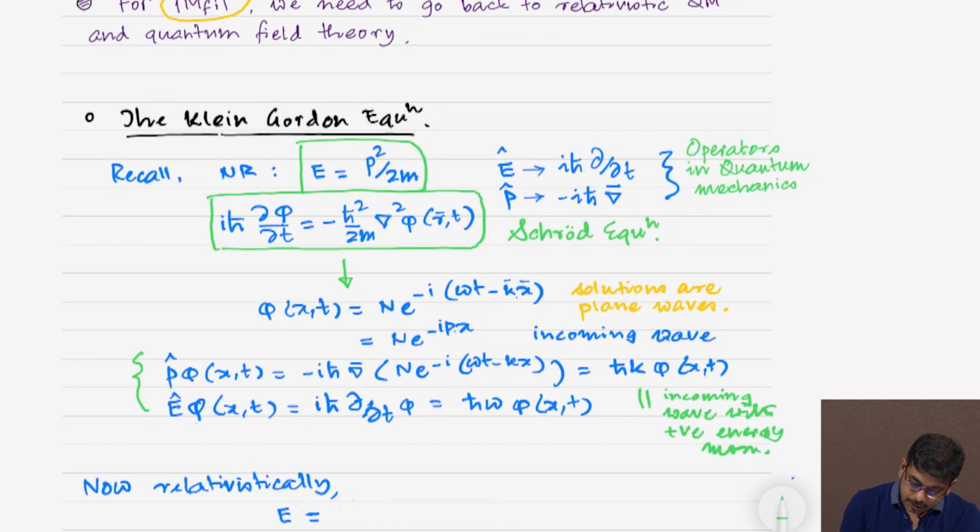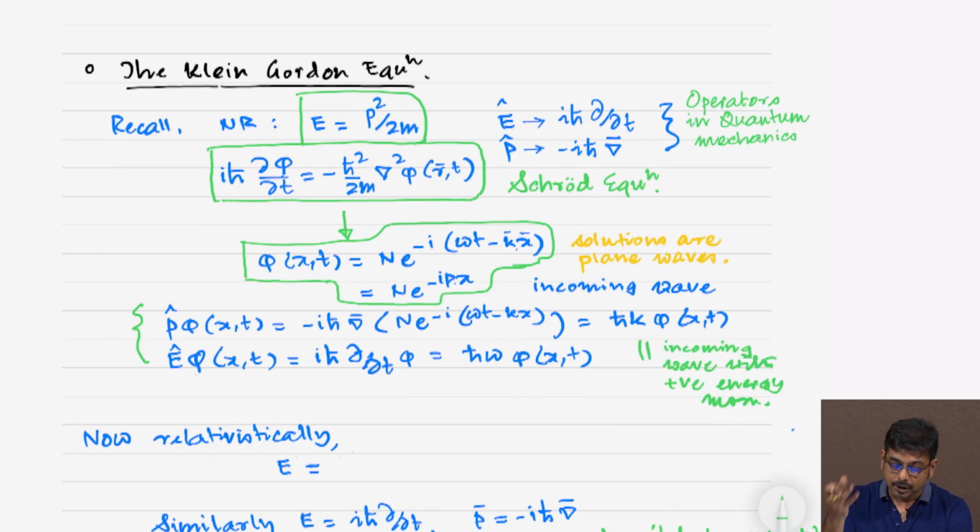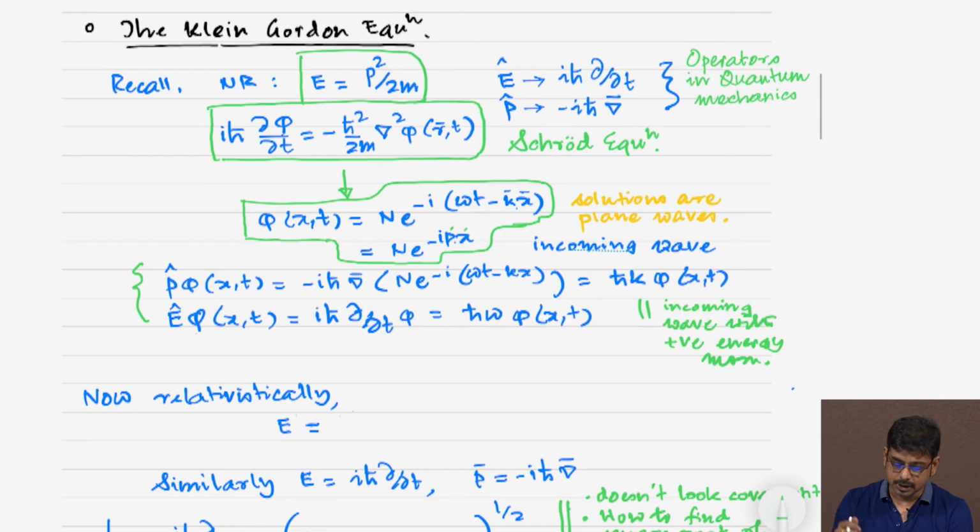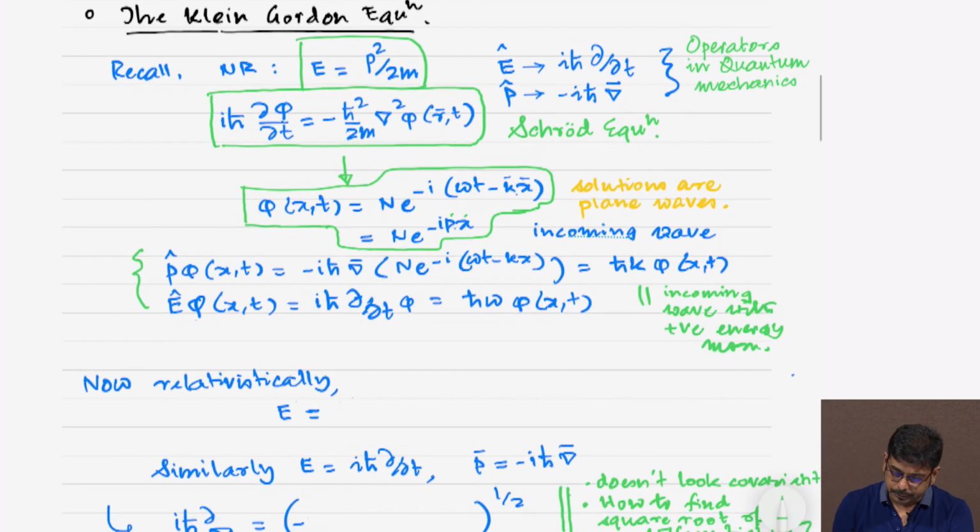The solution can be written in terms of N into e to the power minus i(omega t minus kx), that is like a plane wave solution, or in the 4-vector notation we can simply say that this is N into e to the power minus i p dot x, where p is the 4-momentum here and this x is nothing but the 4-position, whatever way that you want to say. Okay. So, this is describing basically an incoming wave, which solves the Schrodinger equation.